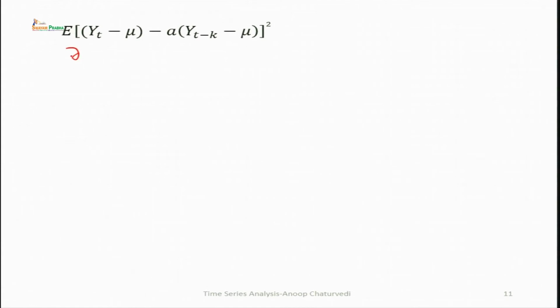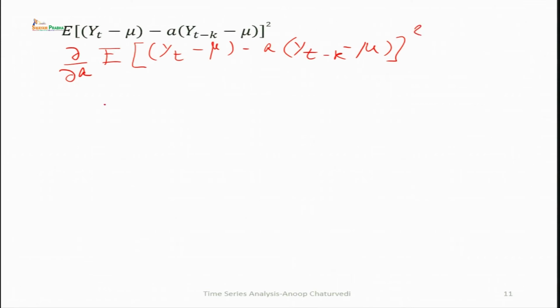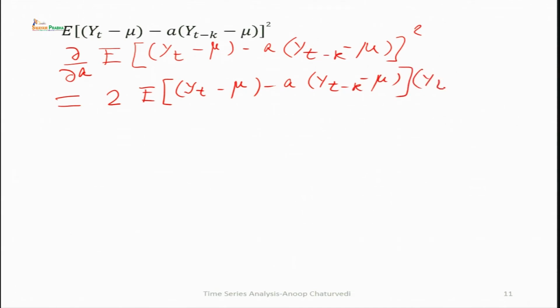We differentiate it with respect to A, and differentiating it with respect to A gives you 2 times the expectation of (y t minus mu minus A times (y t minus k minus mu)) into (y t minus k minus mu), and you get a minus sign here, and then you put it equal to 0.